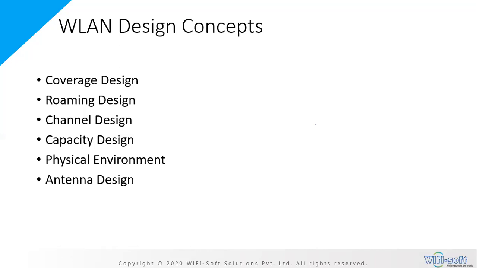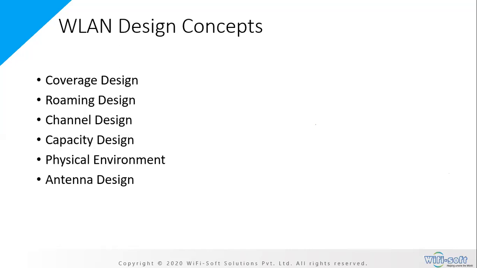One is coverage. What are the things that you need to look out for when you're doing a coverage design of your Wi-Fi network? What are the things that you need to consider when you're making roaming decisions, or when you want seamless roaming on your Wi-Fi network? Then channel design: how do you design the channels so that there is very little co-channel interference between the access points? Then capacity design: when you have very dense venues, how do you handle the capacity of your Wi-Fi network?